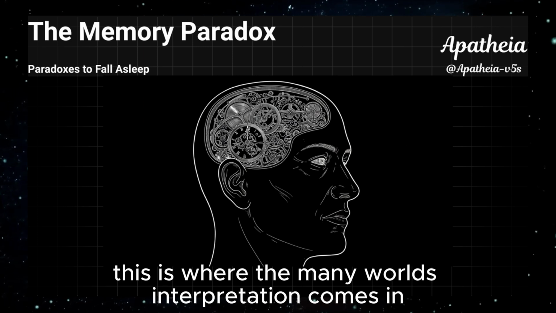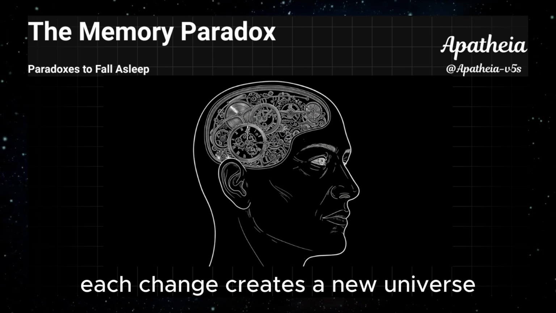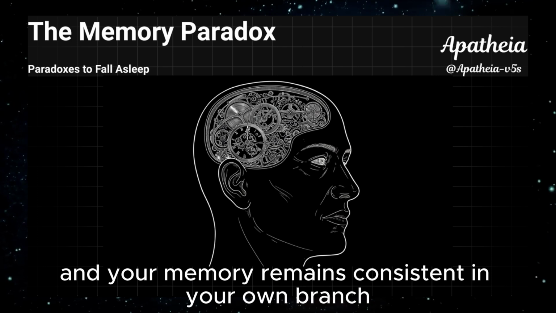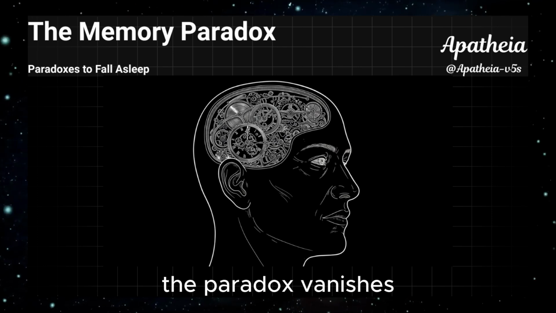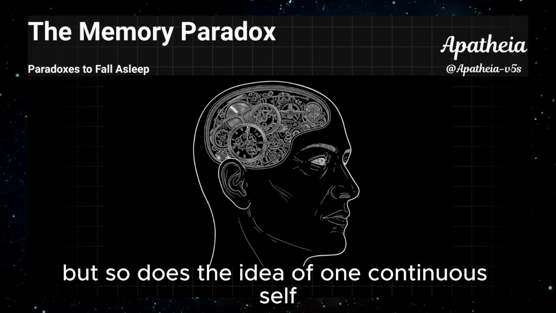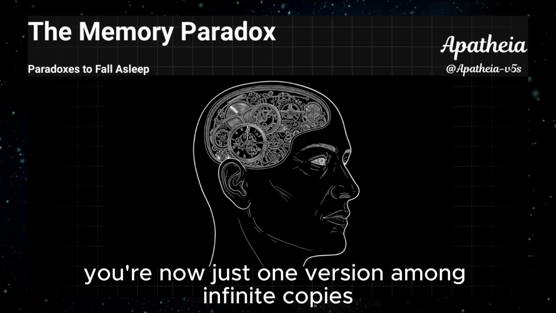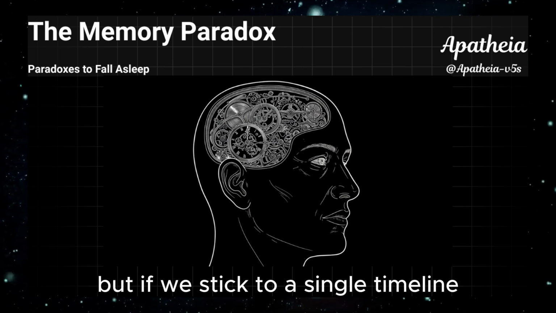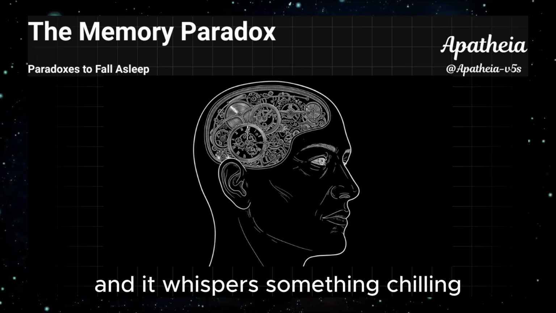This is where the many worlds interpretation comes in. According to this theory, each change creates a new universe, and your memory remains consistent in your own branch. The paradox vanishes, but so does the idea of one continuous self. You're now just one version among infinite copies. But if we stick to a single timeline, the memory paradox stands, and it whispers something chilling.